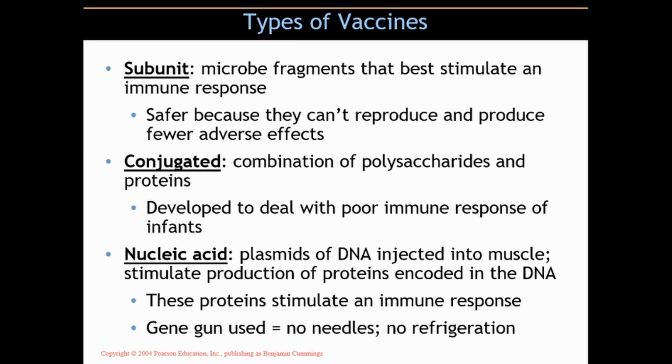Nucleic acid vaccines, those are plasmids of DNA. Plasmids are circular pieces of DNA from bacteria, and we inject these plasmids into muscle. And they'll stimulate the production of proteins encoded in the DNA. So the plasmid will incorporate itself into the DNA of the muscle cell. Then the muscle cell, as it divides, it will produce this bacterial DNA.